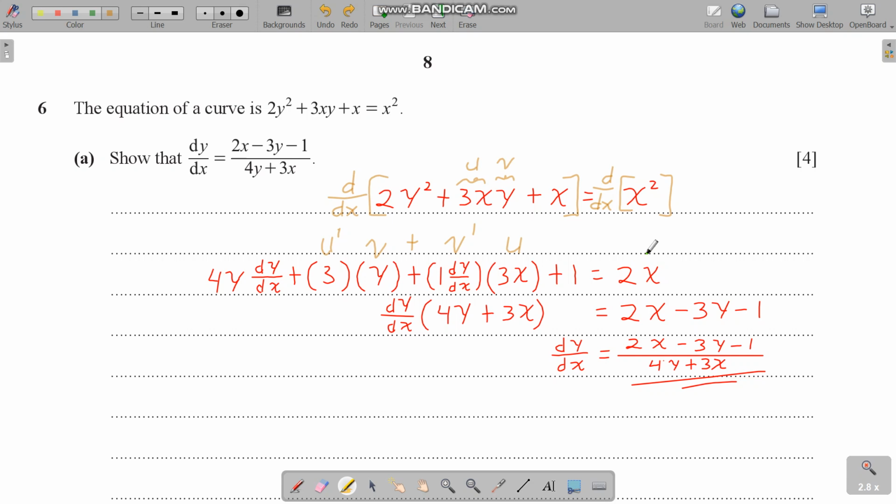Okay, now we can factor out the dy/dx. We have 4y plus 3x, and just move this 3y to the right. We have minus 3y, move 1 to the right, minus 1, and we divide both sides by 4y plus 3x. We get what we need to prove.